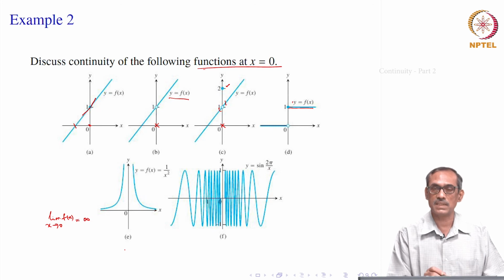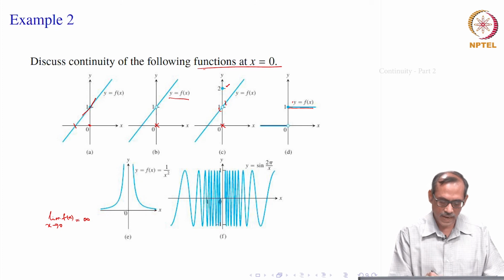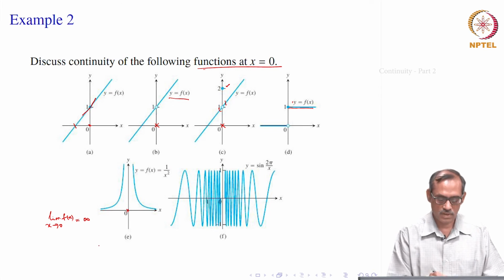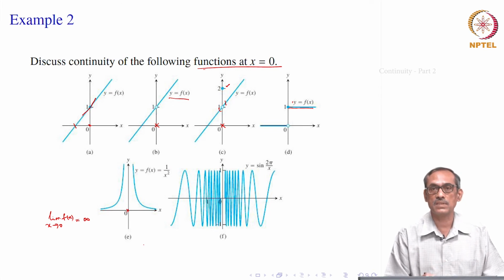Infinity and minus infinity are special cases of non-existence of limit. Though we can write in symbols limit f of x equal to infinity, limit f of x equal to minus infinity, in all remaining cases we cannot even write that. But the limit does not exist, it is infinity. And f of 0 is also not defined here, right. The function is 1 divided by x square. Therefore, the function is discontinuous at x equal to 0.